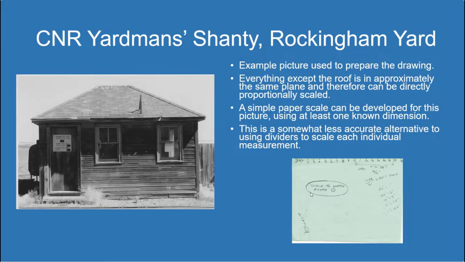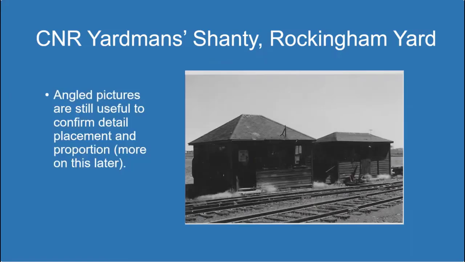So then what I did here is I made a very simple paper scale to match the photo, and then I can use that as a kind of a scale ruler that applies just to this photo. So that's a very, very old and simple method. So you don't need anything too complicated for this type of project. And sometimes we have angled pictures, and they're still useful to confirm detail placement and proportion. I'll talk more about that later.